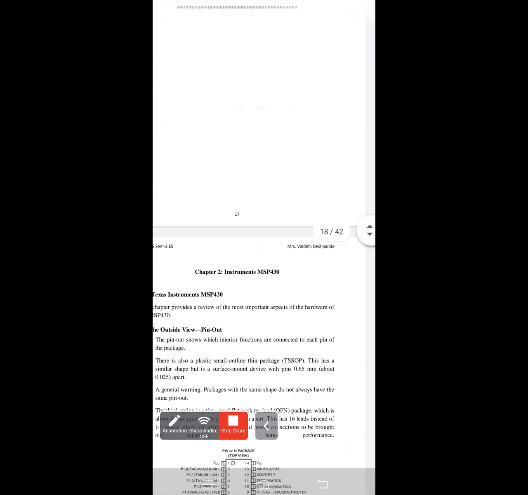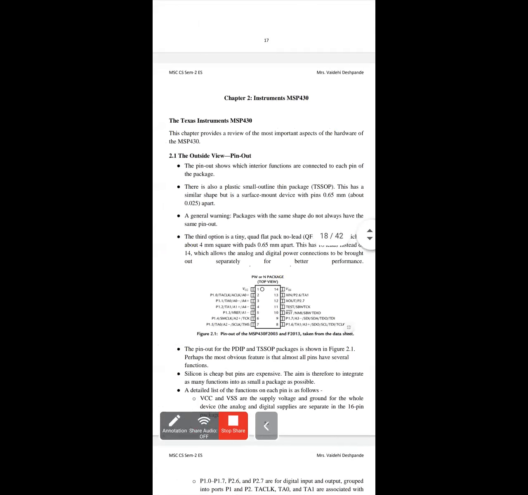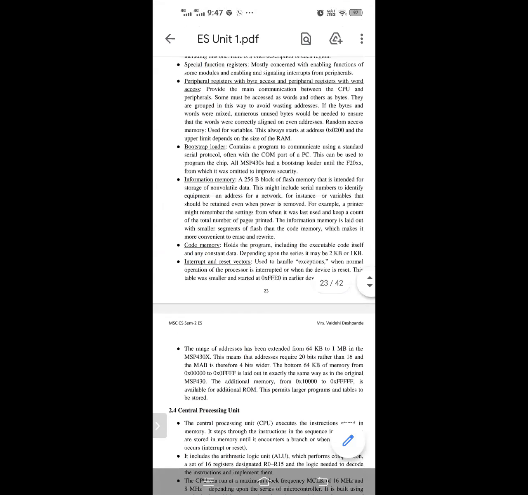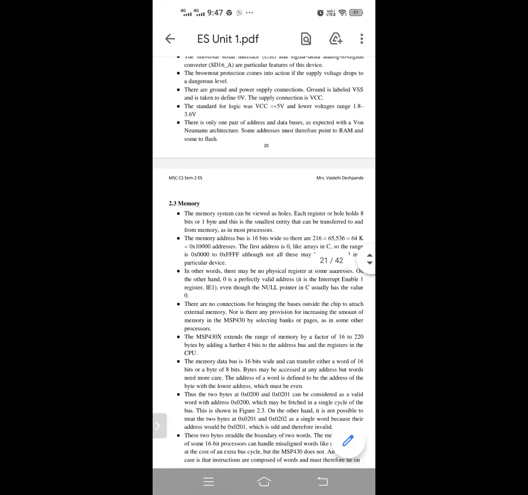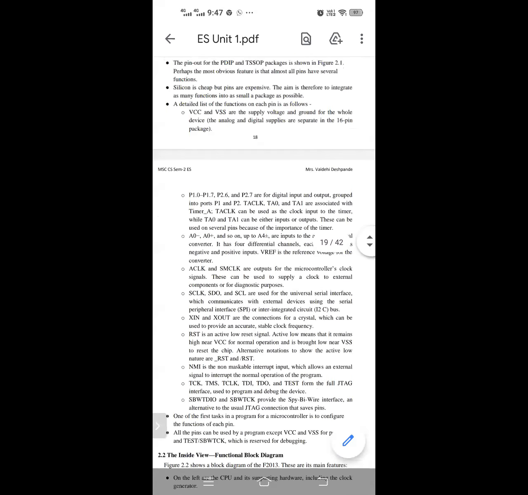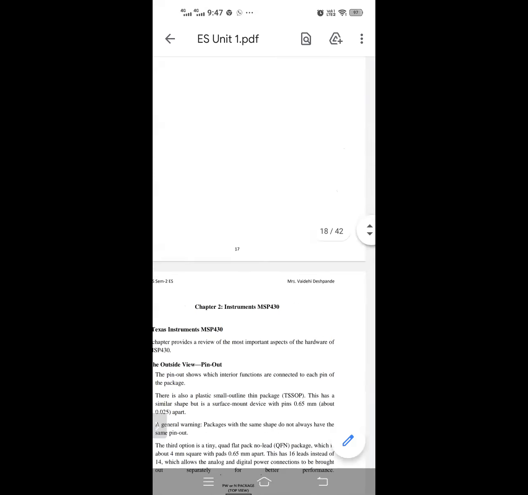Now the second chapter is purely about the MSP 430. The first chapter was the overall picture about embedded systems. From the second chapter onwards, till your last chapter, we will specifically discuss the MSP 430 microcontroller.